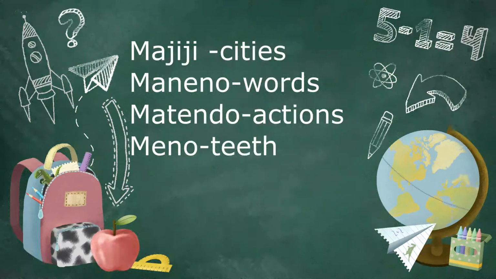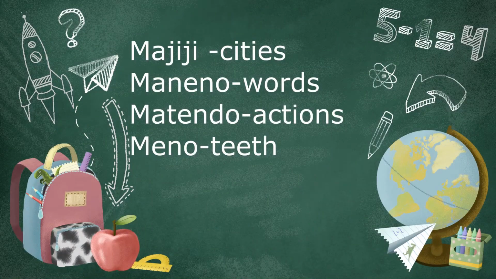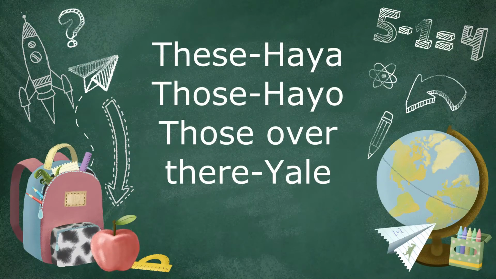So we have words like majiji for cities, maneno for words, matendo for actions, meno for teeth. As you can see, all the words begin with MA or ME. Very, very straightforward. If you remember, Noun Class 6 is simply the plural form of Noun Class 1. So the demonstratives look like this: these, haya, those, hayo, and those over there, yale.